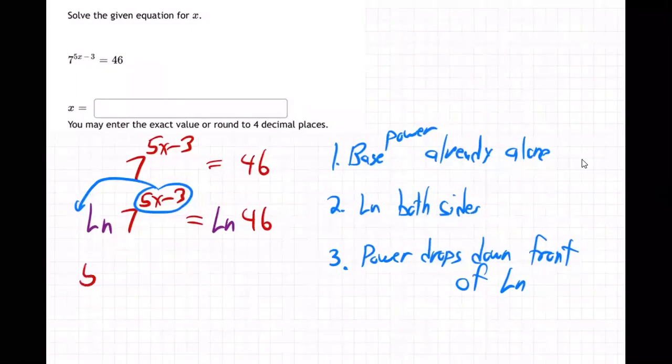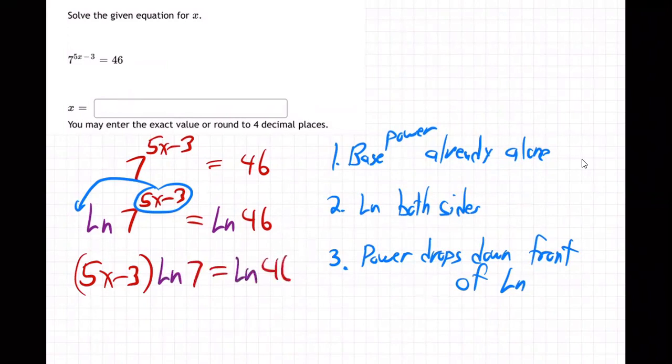So what do we get? 5x minus 3, times ln 7, equals ln 46. So that power is out of the power. That's a big step, because logs are the opposites of exponentials, powers. And so we have that great property of logs. Remember that powers can drop down to the front for any log. That's for natural log. You can actually do regular log on both sides if you want. Regular log would work just as well. Either way, powers drop down to the front.